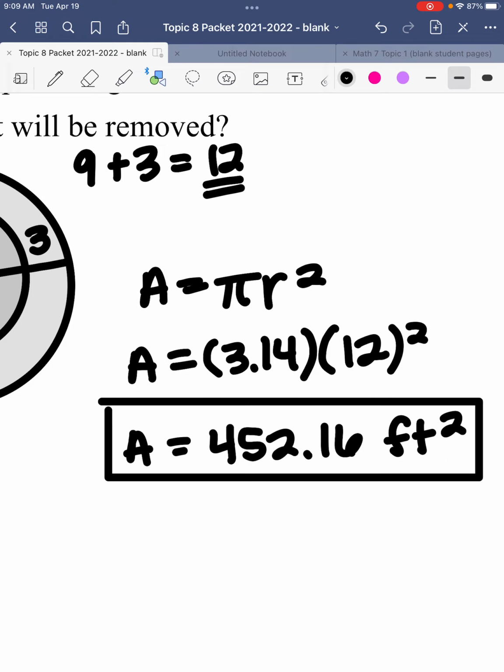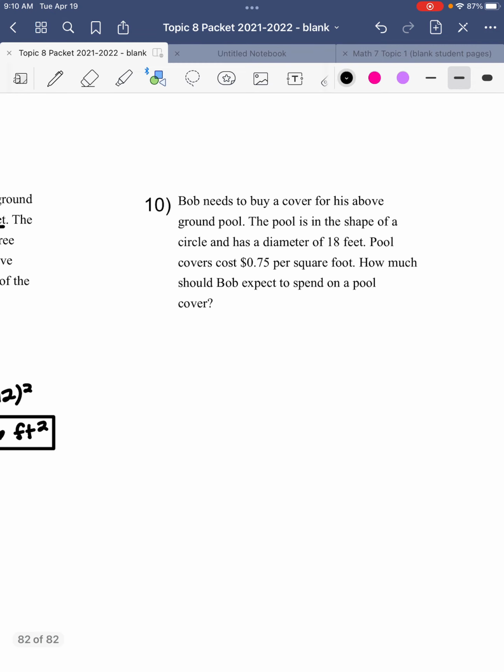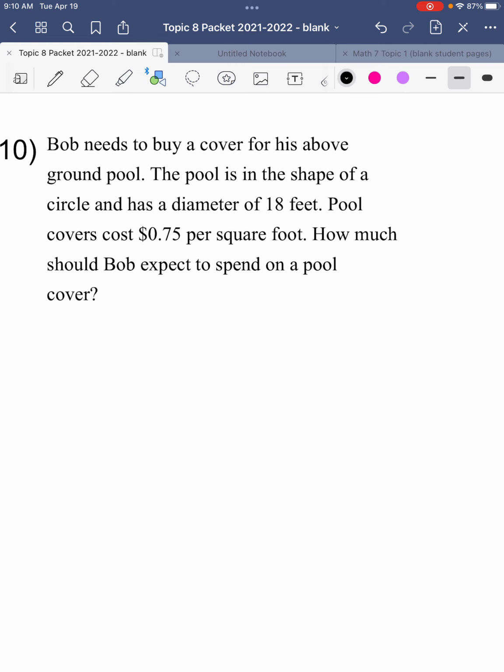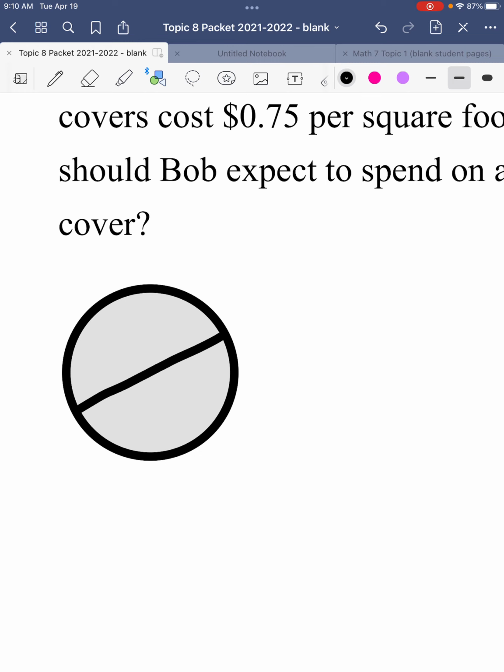Okay, last one, number 10. Bob needs to buy a cover for his above ground pool. The pool is in the shape of a circle and has a diameter of 18 feet. Pool covers cost 75 cents per square foot. How much should Bob expect to spend on a pool cover? Okay, so I always like to draw a diagram. That's our circular pool, and we know it has a diameter of 18 feet. So from one edge to the other edge is 18.